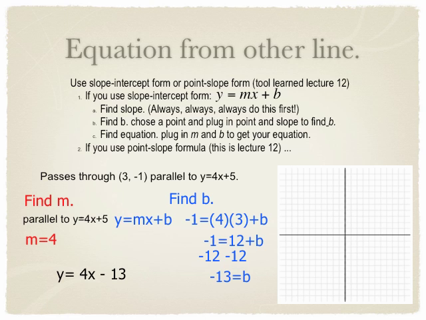Let's graph it and see how it does. So the first thing I do when I'm graphing is I plot the -13, which is clear down there. Then I come up 4 over 1, up 4 over 1, up 4 over 1. And I get this line right here. Let's see, does that pass through the point (3, -1)? Let's see, go over 3, down 1. Yeah, it does. That point's on there. Is it parallel to y equals 4x plus 5? Well, y equals 4x plus 5 is pretty easy to graph. It's just right there. Yeah, and they're parallel.